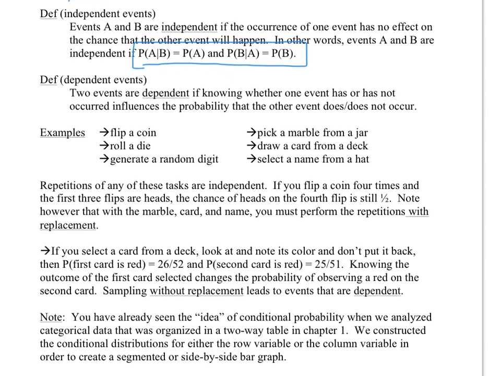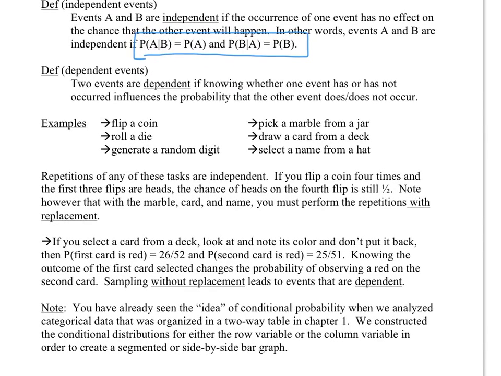Now, dependent events are those such that when we know one event has or hasn't occurred, it influences the probability that the other event does or does not occur. Some examples below, like flipping a coin, rolling a die, and generating random digits, are considered independent events. The outcome on a coin, for example, if it turns up heads, when we flip again, the result on the next flip does not matter if the previous flip was heads or tails. Likewise on die rolling or generating digits.